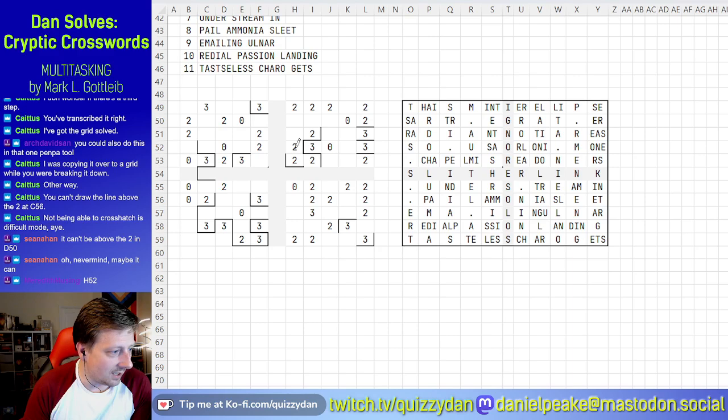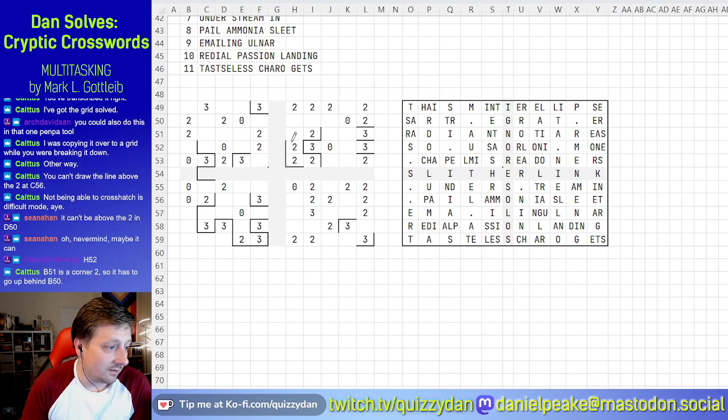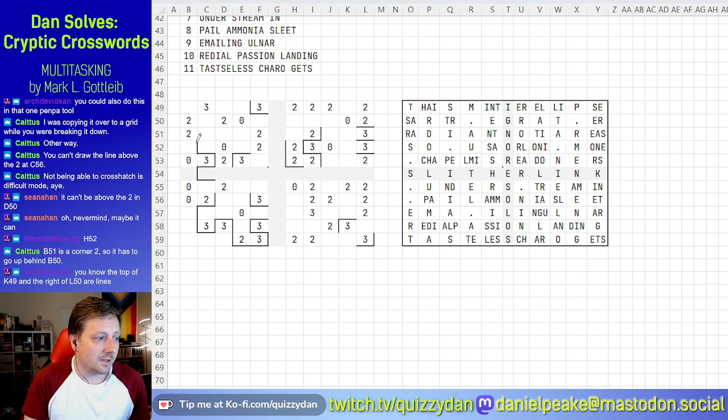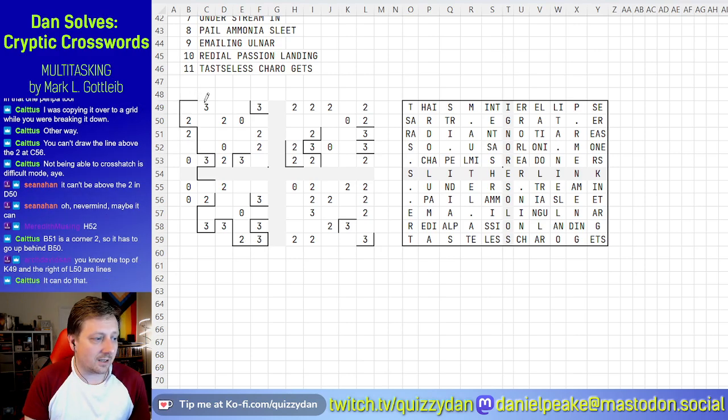H52. Yes, so there's a 2 here. Can't be this one. So it must be either this one or this one, and it can't be that one. So it is that one. So that's something. That is a 2. B51 has a corner 2. So it has to go up and behind B50. Can it not do that? And then could it not also do that? So it's all dependent on this.